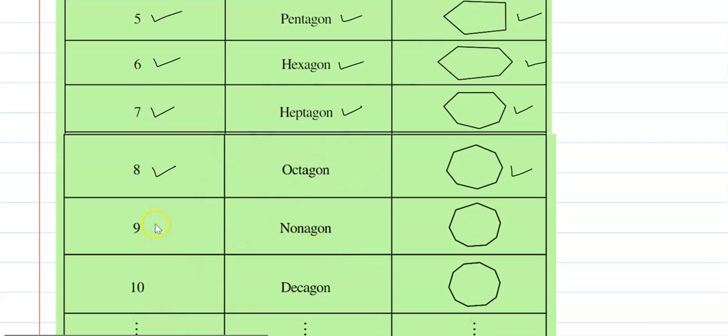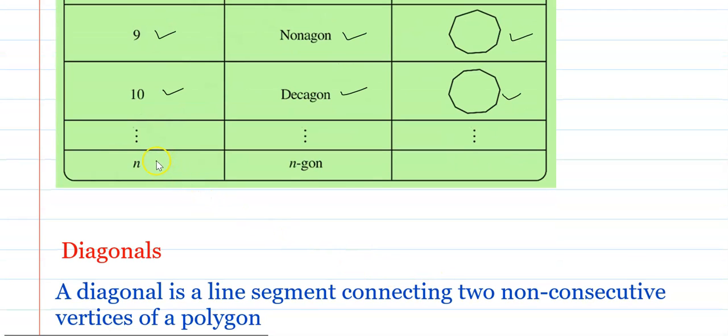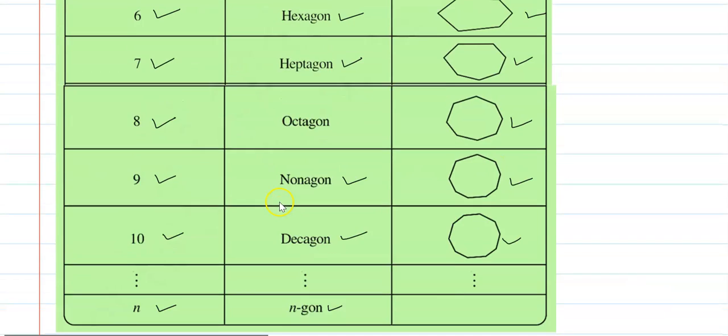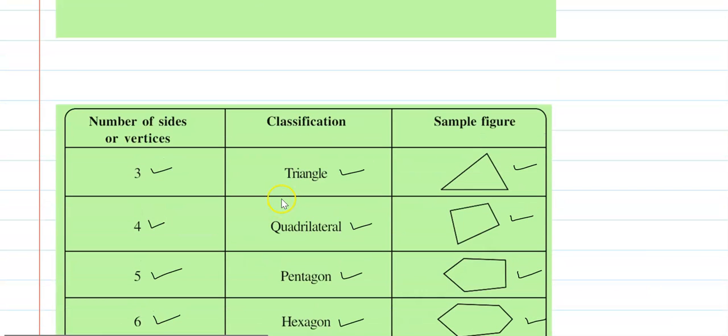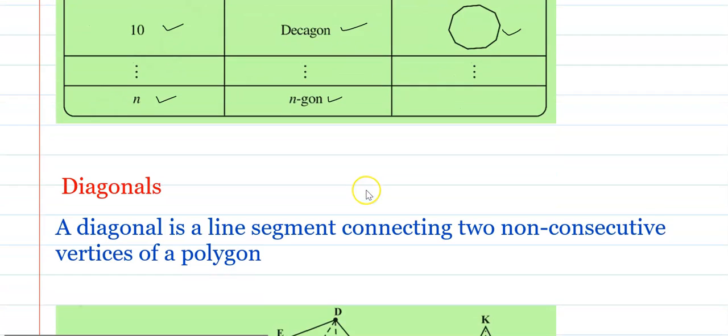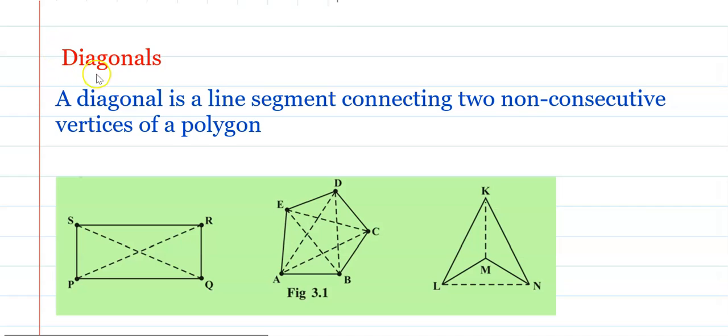Next is a nonagon, and this is the figure. With 10 sides, it is a decagon. And if it has n sides, then it is an n-gon, but we cannot draw that figure. In this way, very simple, the number of sides or vertices gives the classification, and these are the figures. Okay, now what do we mean by diagonals?